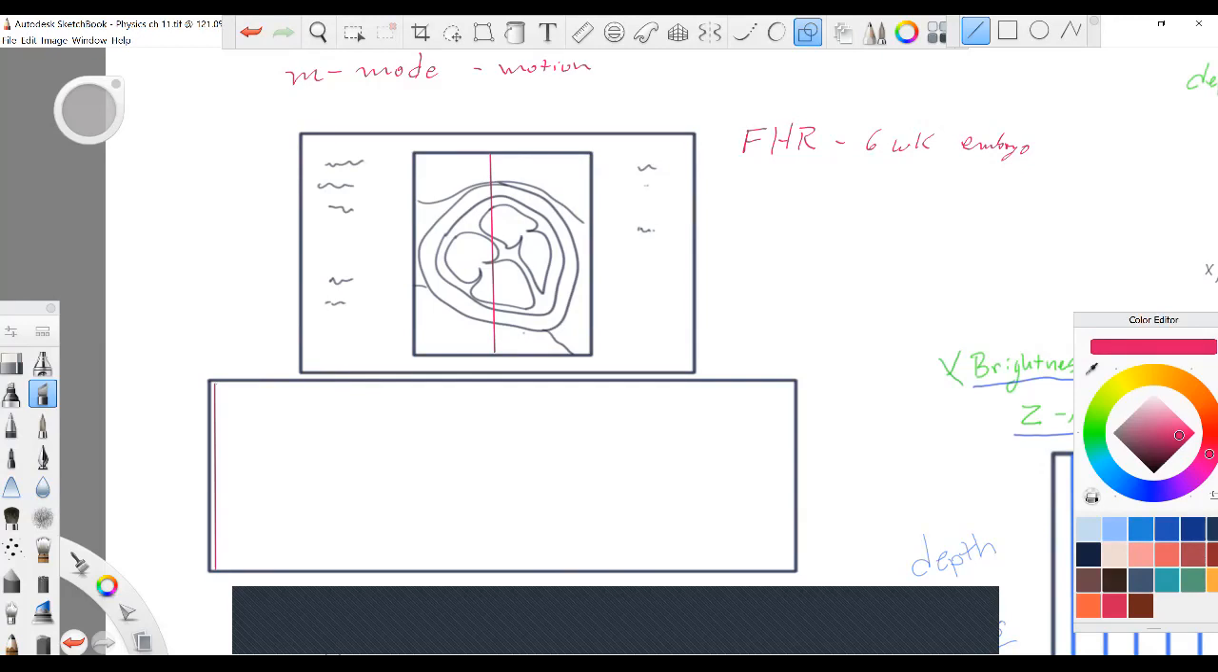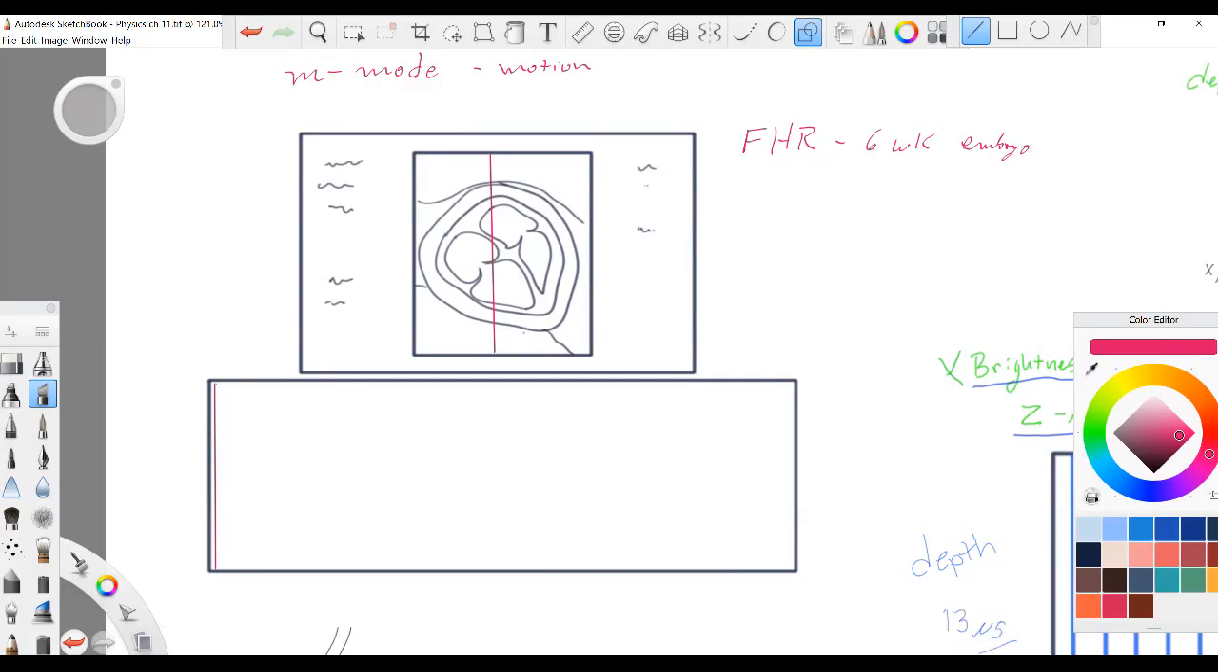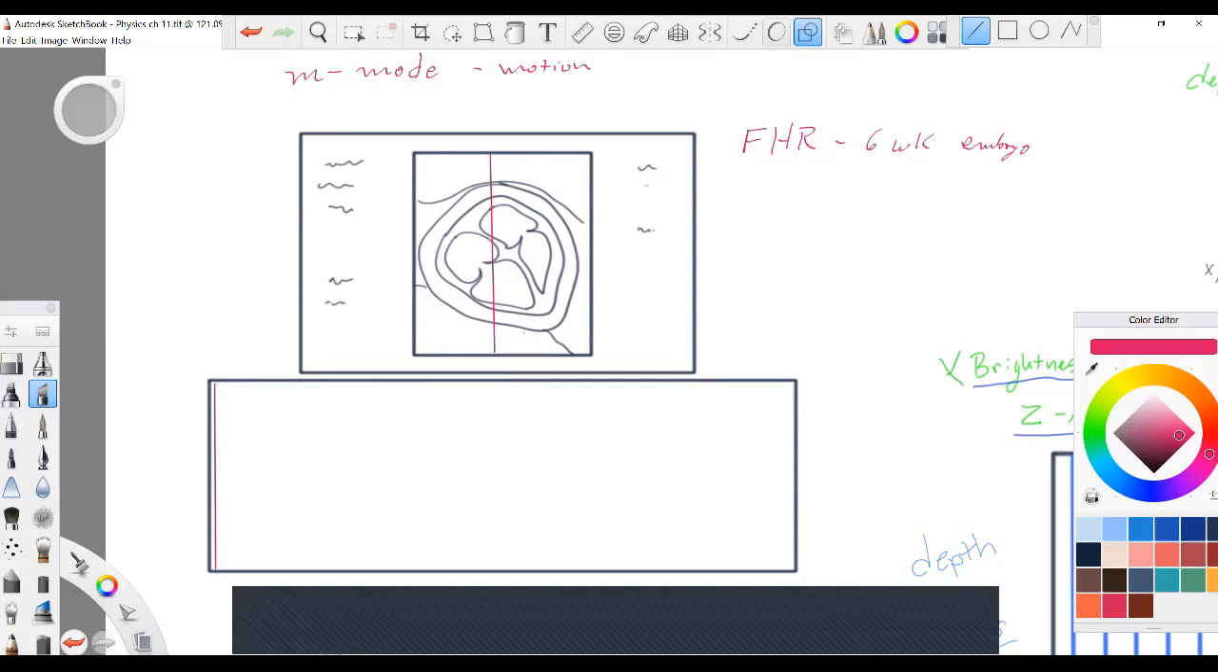Now what we're going to do is we're going to draw this out over time. So here, and depth is, let's just make sure that I get my X and Y correctly. X-axis is time, yeah.